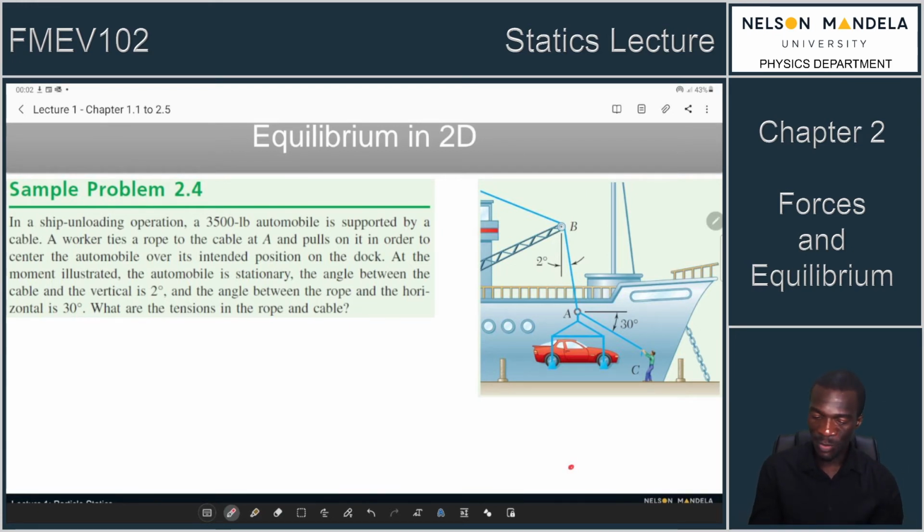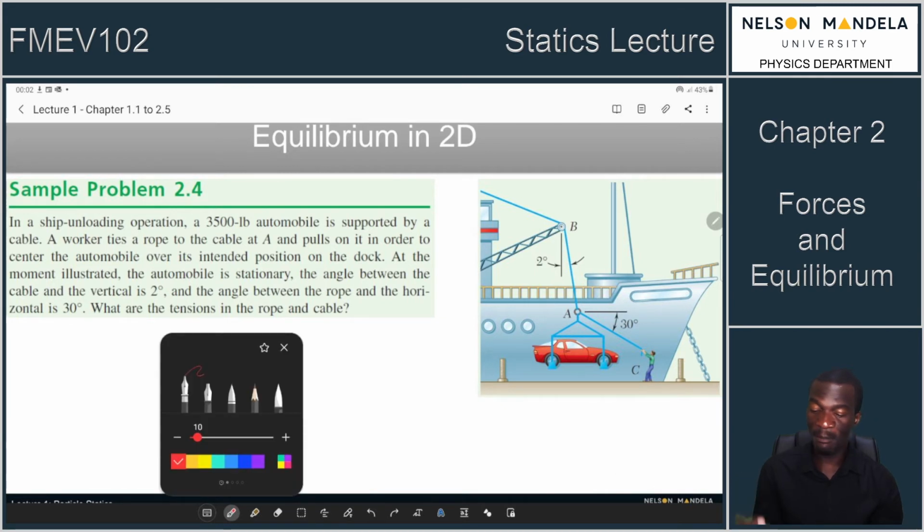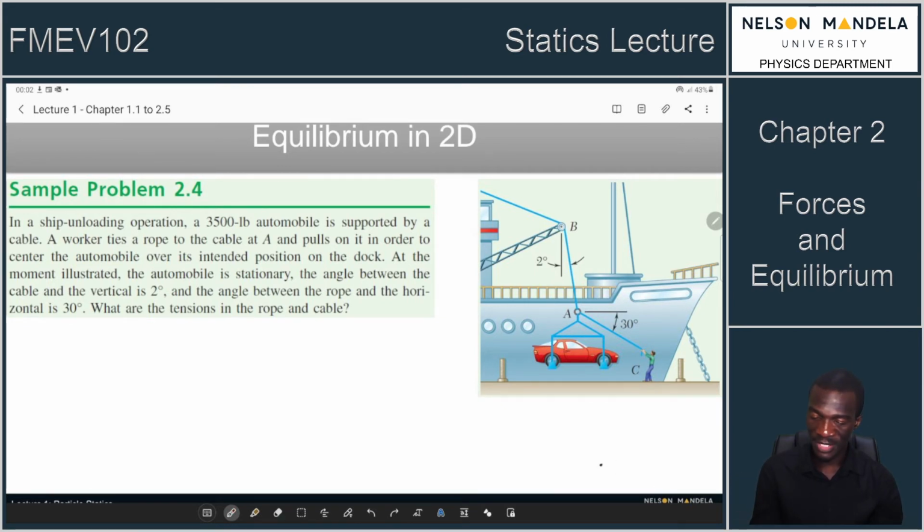So the relevant starting point of this is, remember, we are revising particle statics. So our starting point will be some point A. At that point, we have some rope, and we will call that rope AB.